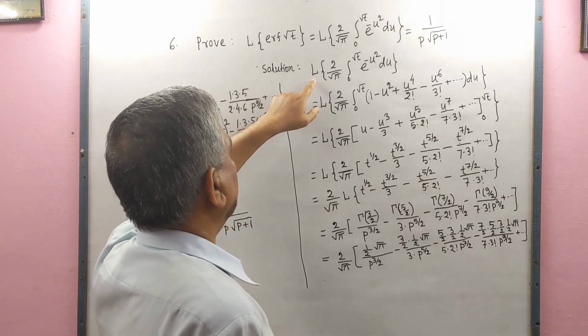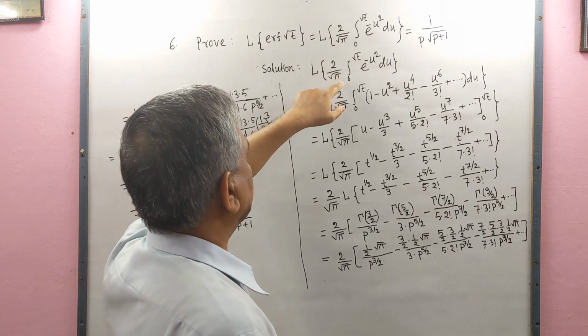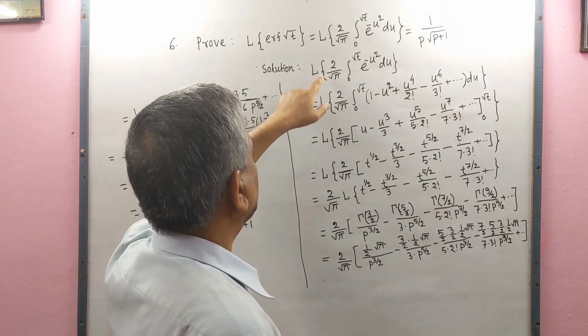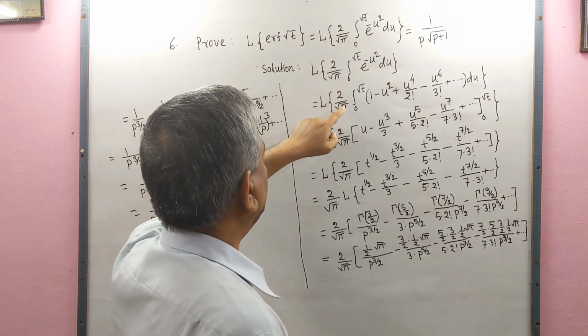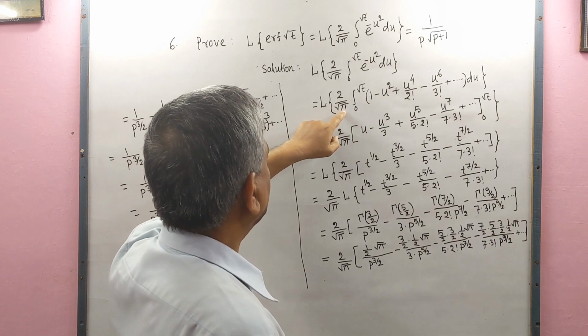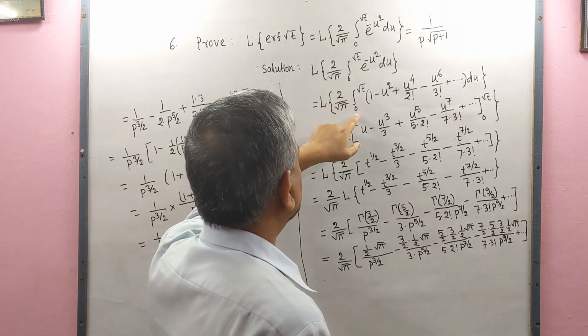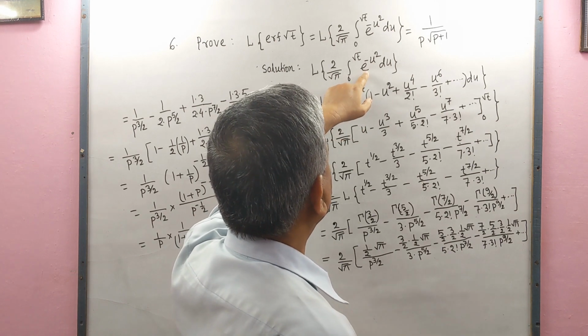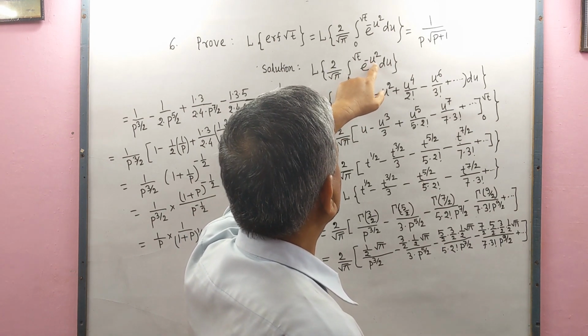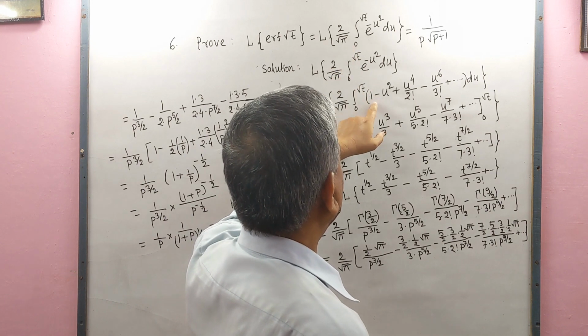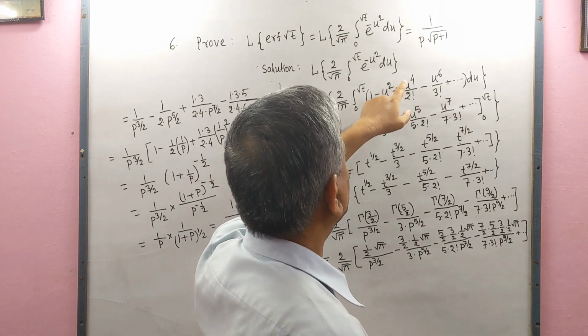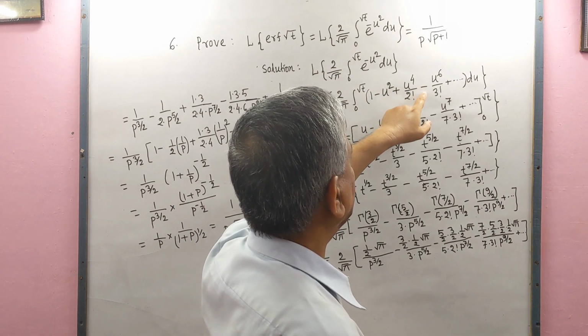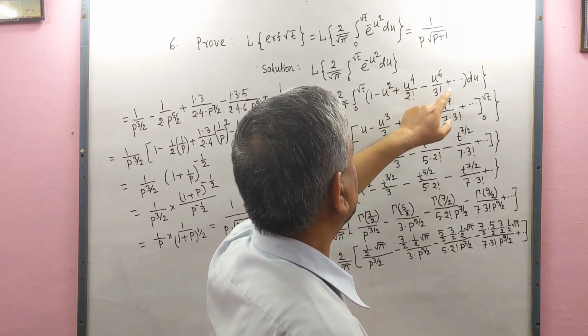Now, the Laplace transformation of the error function is 2 by square root pi, this integration 0 to square root t. We expand e to the power minus u square. This is 1 minus u square plus u to the power 4 by factorial 2 minus u to the power 6 by factorial 3 and so on.